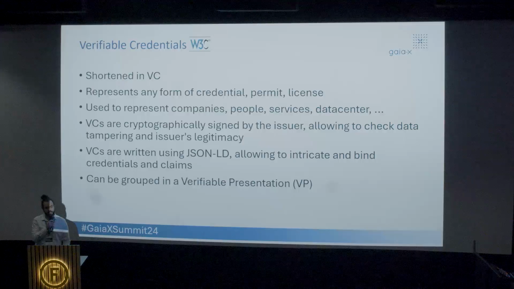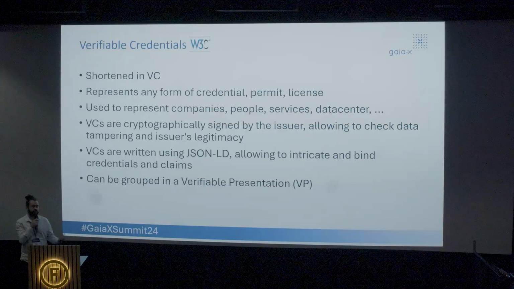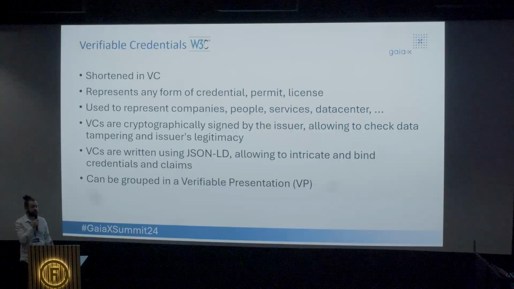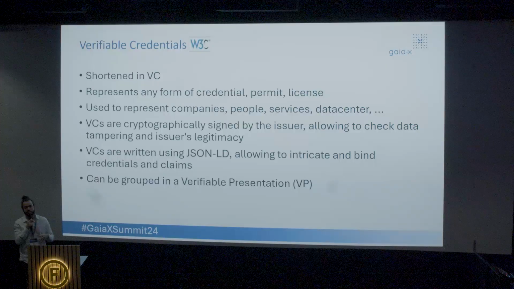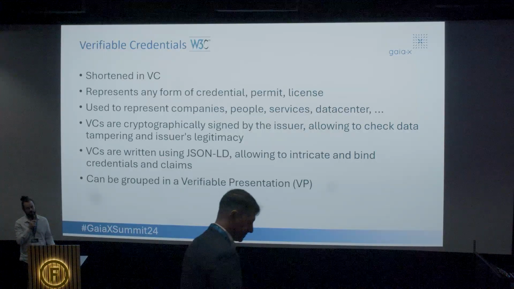So in Gaia-X, we write VCs using JSON-LD. JSON-LD allows us to intricate credentials between each other. You can have a reference to another credential in your credential, meaning that if you have a participant, for example a legal person, you can have a link to their legal registration number, which will be a VAT ID or an EORI ID. And you can do these kind of things for pretty much everything. If you have a service, you can have a link to the organization that is hosting the service, maintaining the service, and that is the owner of the service, for example.